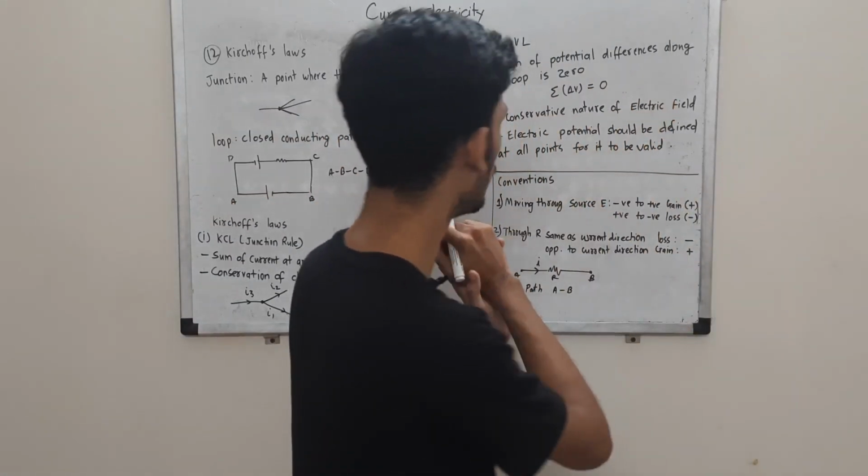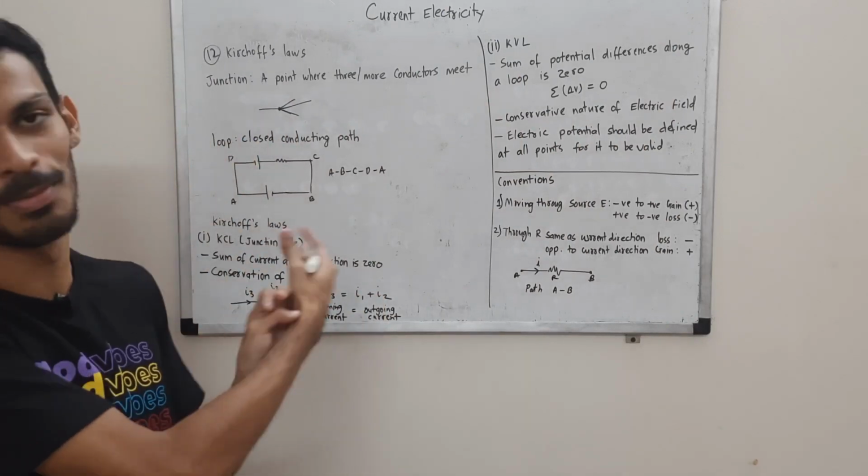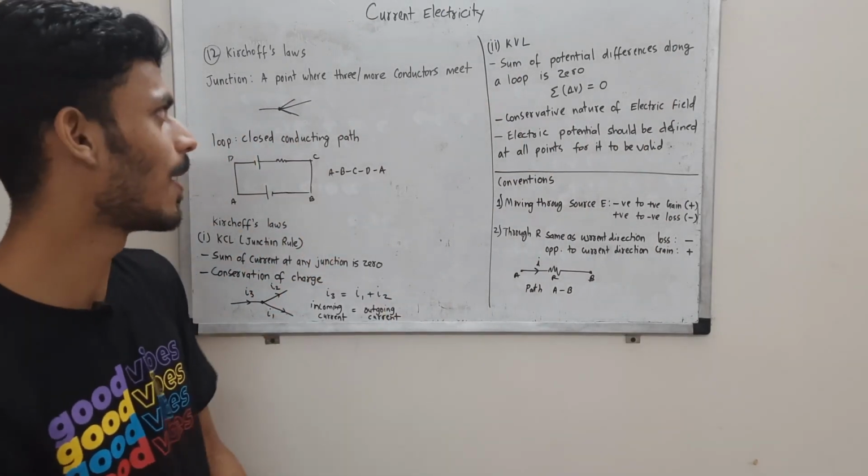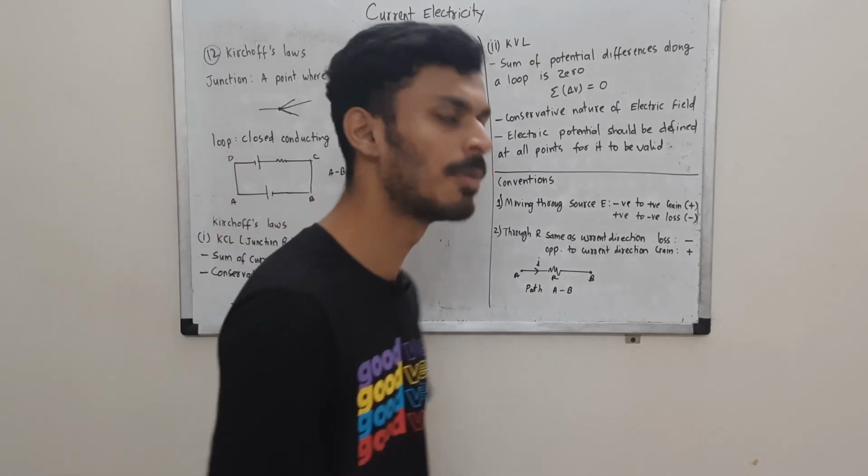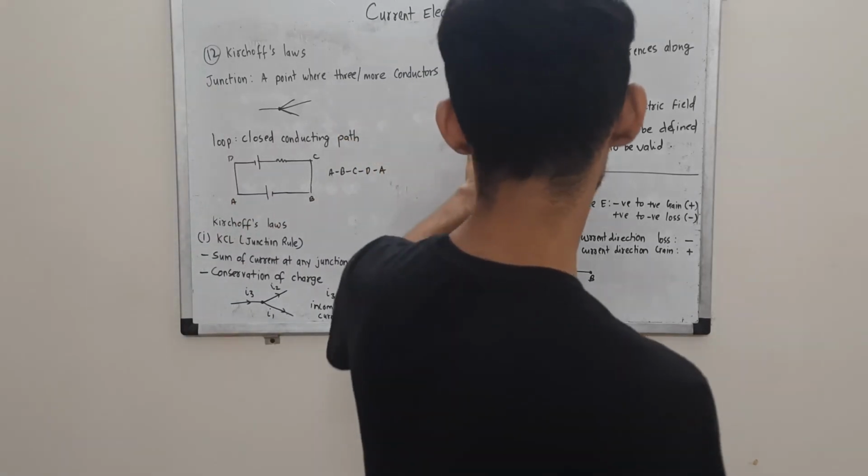Let's come to the KVL rule. So that was very simple, right? This will help us solve complicated circuits. It will become more clear when we solve a problem related to this.